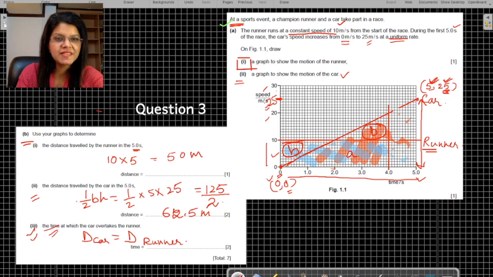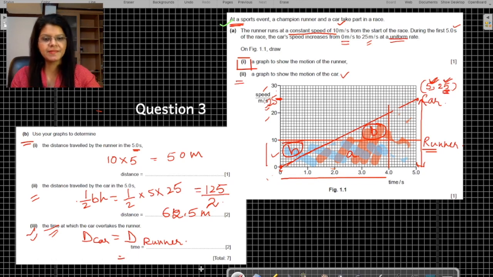How much is the distance traveled by the runner from 0 to 4? From 0 to 4, how much is the distance traveled by the runner? The distance traveled by the runner is the area of A plus the area of B. We are talking about this area plus this area. This is the area of this rectangle, A plus B.